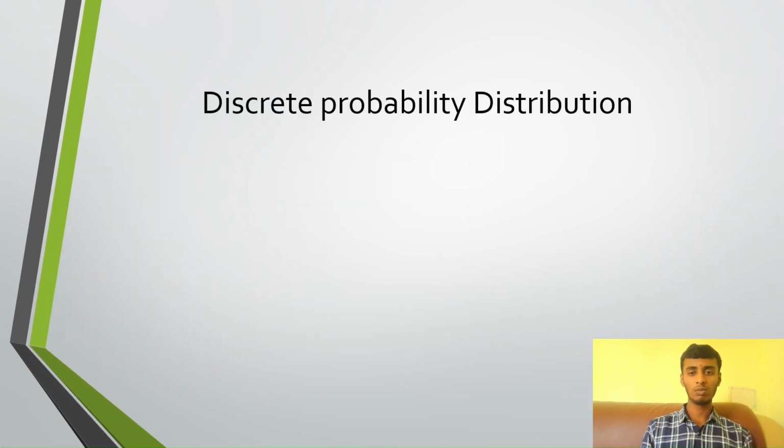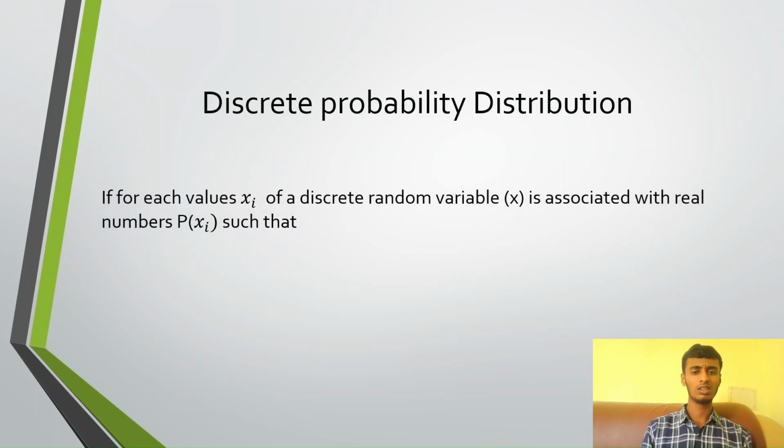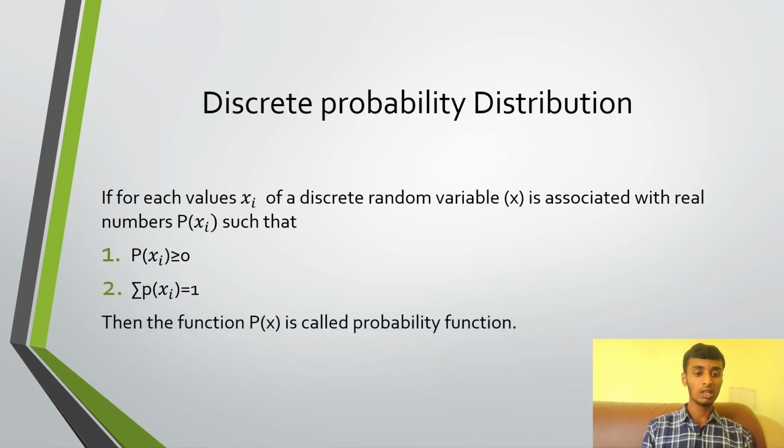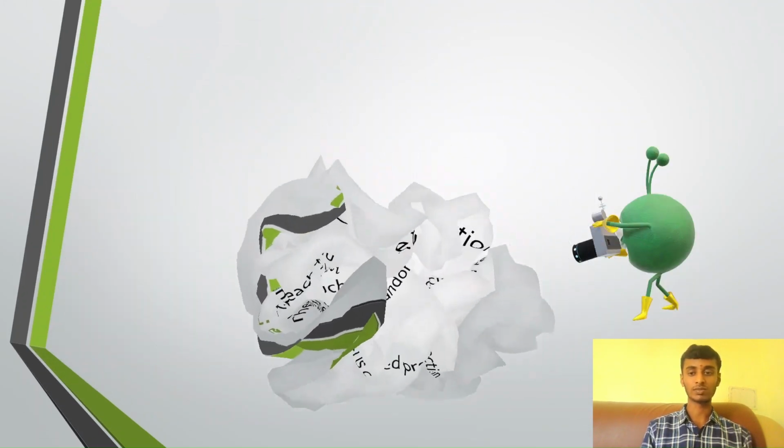We'll come to the discrete probability distribution. What is this discrete probability distribution? How it is maintained and how it is done, we will see. If for each value xi of a discrete random variable X is associated with a real number p(xi) such that p(xi) is greater than or equal to 0 and the summation of p(xi) is equal to 1, then the function p(x) is called the probability function.